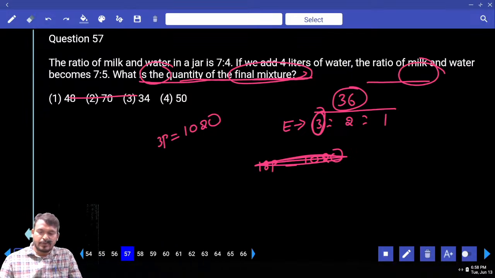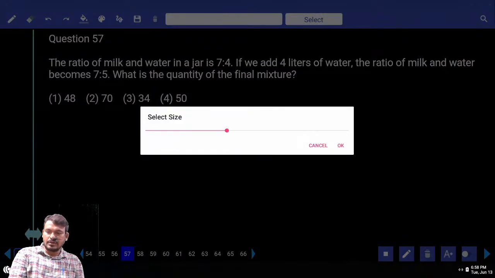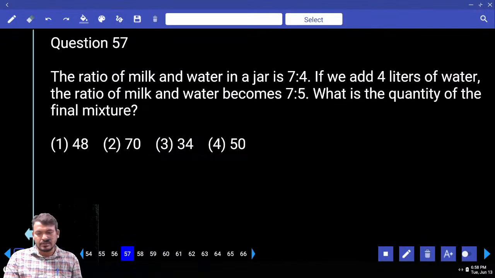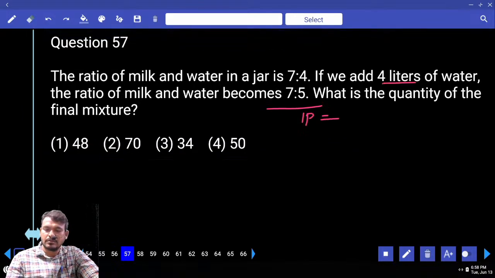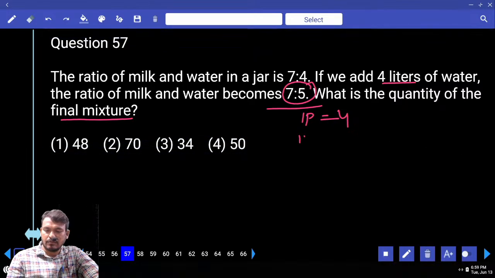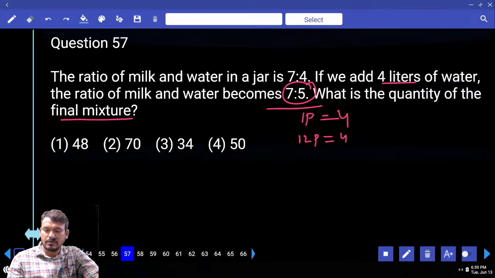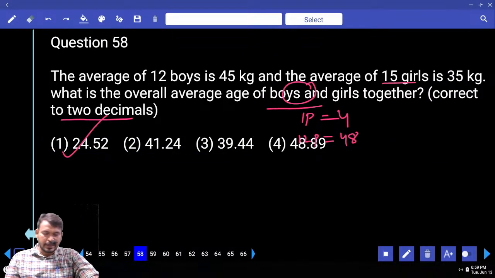Next question, number 57. The ratio of milk and water is 7:4. If we add 4 liters of water, the ratio of milk and water becomes 7:5. Means milk is increased by how many parts? 0. Water is increased by 1 part. That 1 part equals how many liters? 4 liters. But we require the quantity of the final mixture. How many parts do we need? 12 parts. 1 part is 4, so 12 parts are 48.